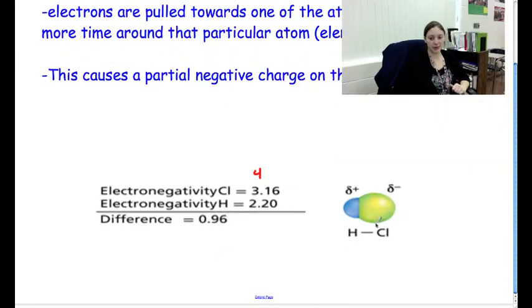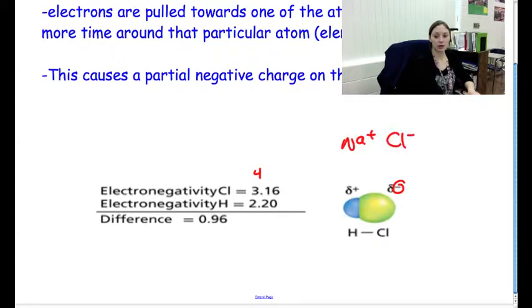Chlorine's a little bit bigger in size. But these little negatives mean that we have a partial negative. Now remember, in an ionic compound, I have Na plus, Cl minus. Here, I have these little deltas, kind of like little S's.